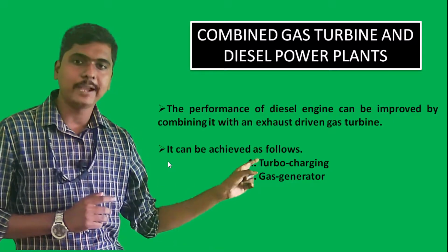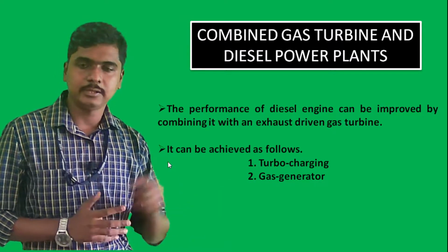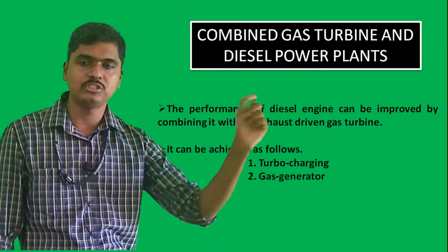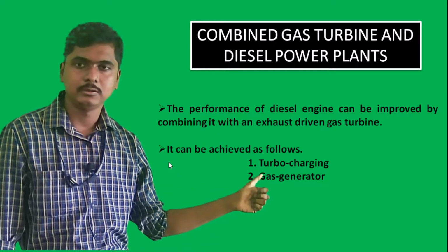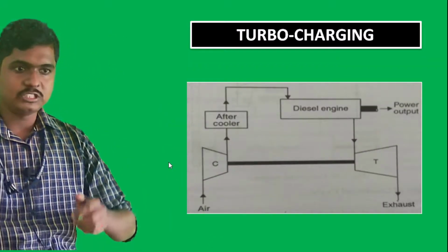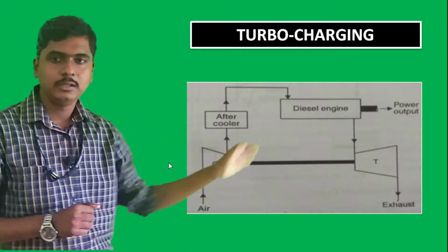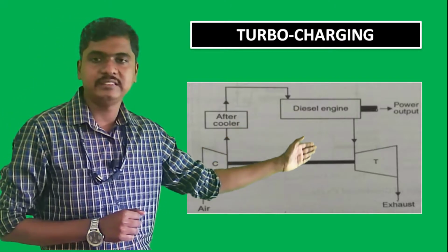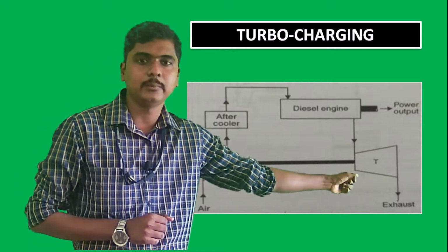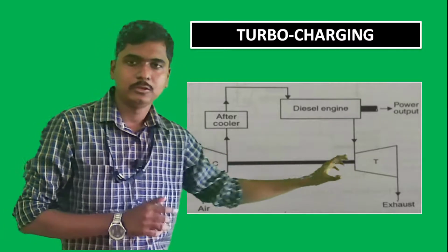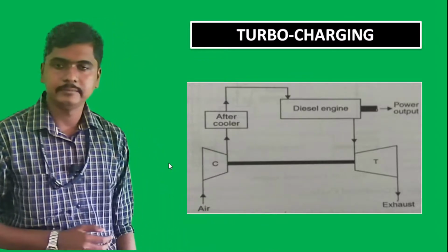So this can be done by two methods. One is turbocharging, one is gas generator. Sometimes they ask to write short notes on turbocharging and gas generator. So a 5 marks question they may ask from here. Okay, so I will tell you what we mean by turbocharging. Here in the diagram you can see what we have. We have a diesel engine and a gas turbine, an open cycle gas turbine. This is the open cycle gas turbine, because we are not going to use the exhaust that is coming out from the turbine. So we have combined an open cycle gas turbine along with a diesel engine.